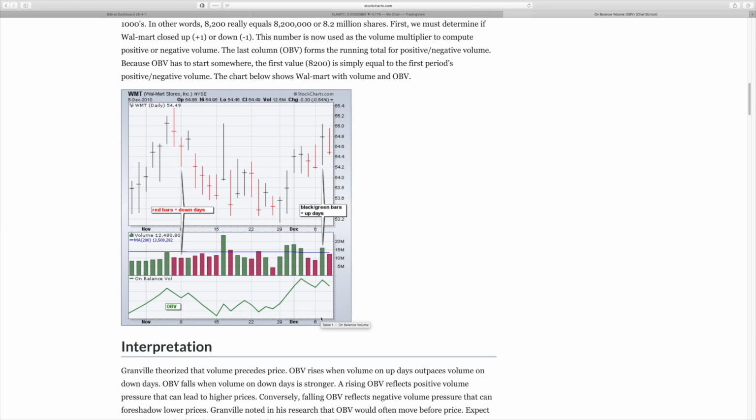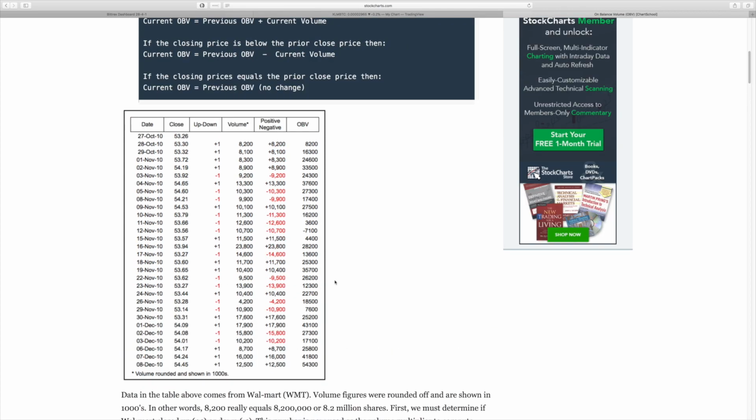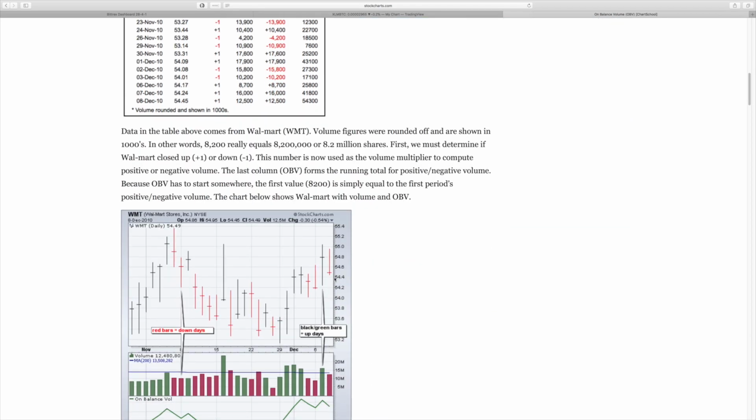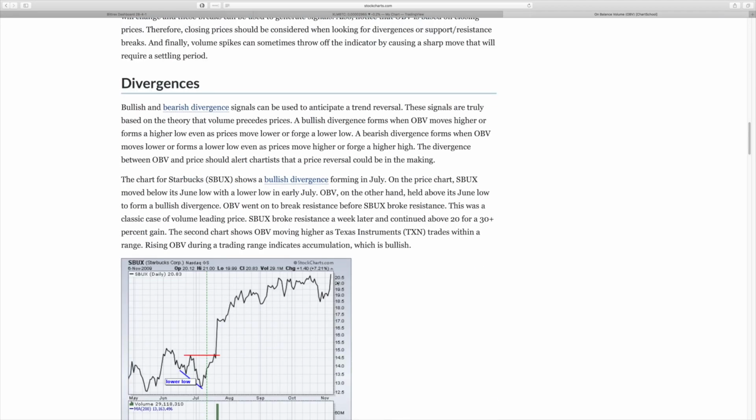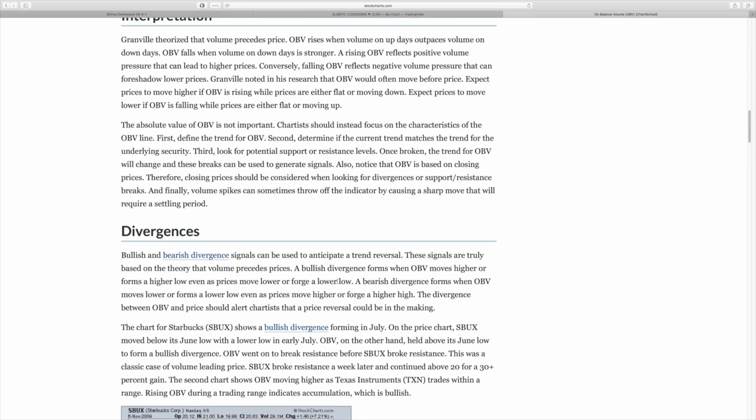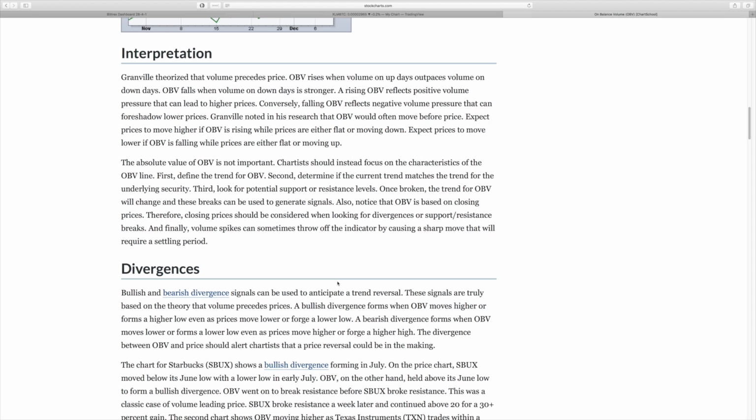I'm not going to go into the rest of this article in detail since I'm just giving you a quick overview of how on-balance volume works here. But if you wanted more examples of how to use it, there's a whole bunch of stuff in here on different interpretations of it. And this is where it's talking about where Granville theorized that volume precedes price. So if you want to read more about his theory, it's right here.